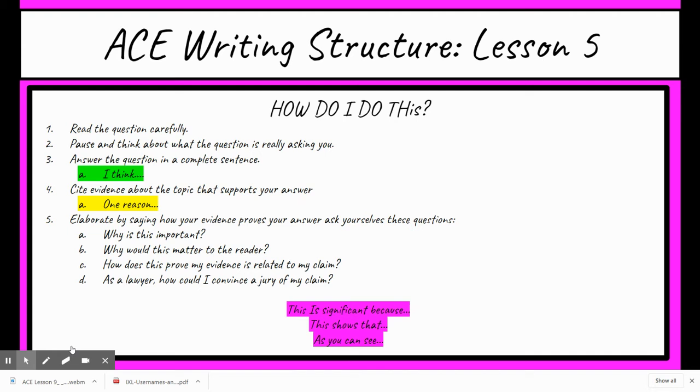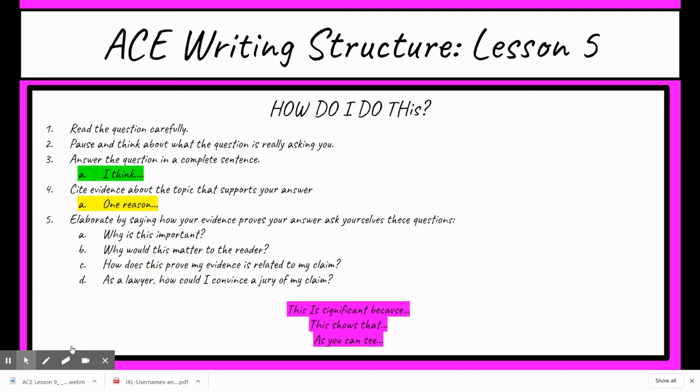After you've paused and thought about this question, that is when you can begin to write your answer using the flip it strategy. So take words from the question and flip them into your answer. A great sentence starter for an answer is I think. Then you're going to cite evidence about that topic. You're going to use strategies like the lift the line strategy, and you're going to make sure that you conceal it in the bag. A great sentence starter is one reason.